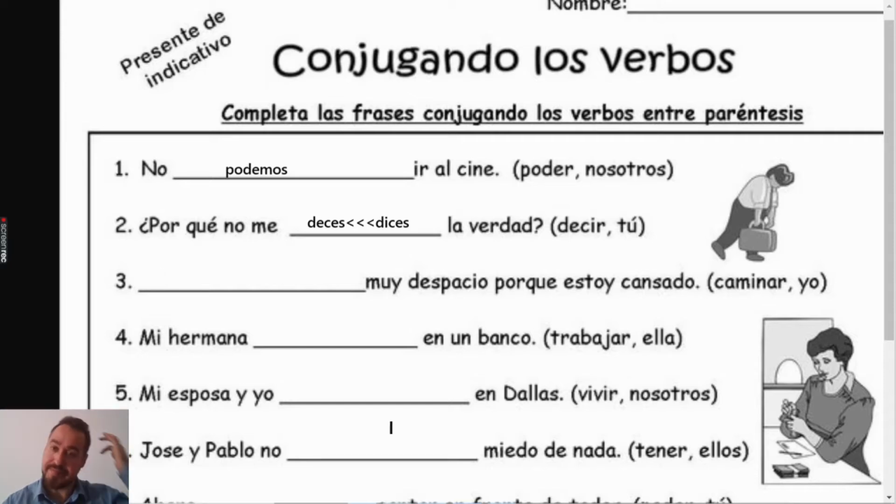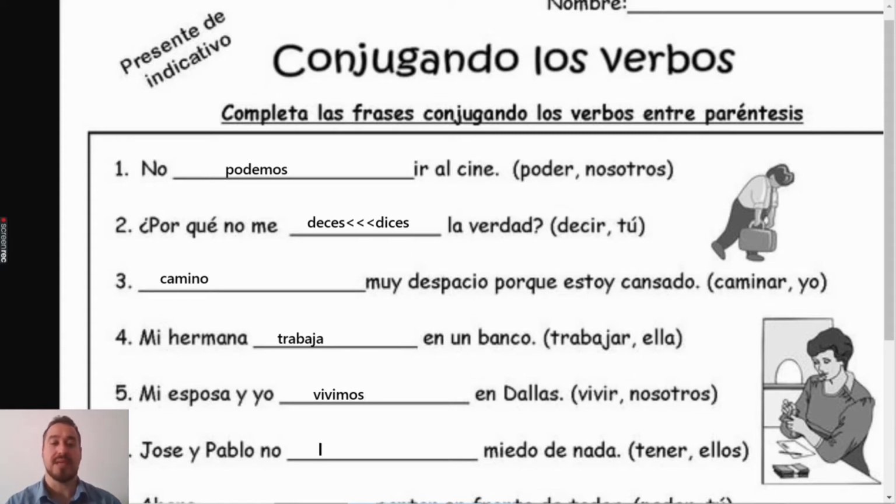Number 3. I walk very slowly because I'm tired. Yes, easy. Camino. Number 4. My sister works in a bank. Trabaja. Number 5. Mi esposa y yo. My wife and I. And of course, this is gonna be we, because my wife and I is the same as we. So, vivimos en Dallas.